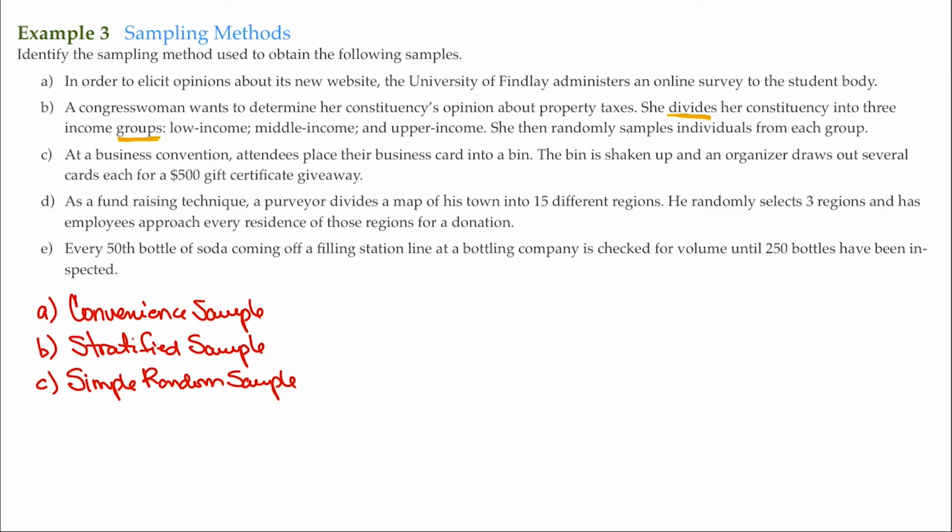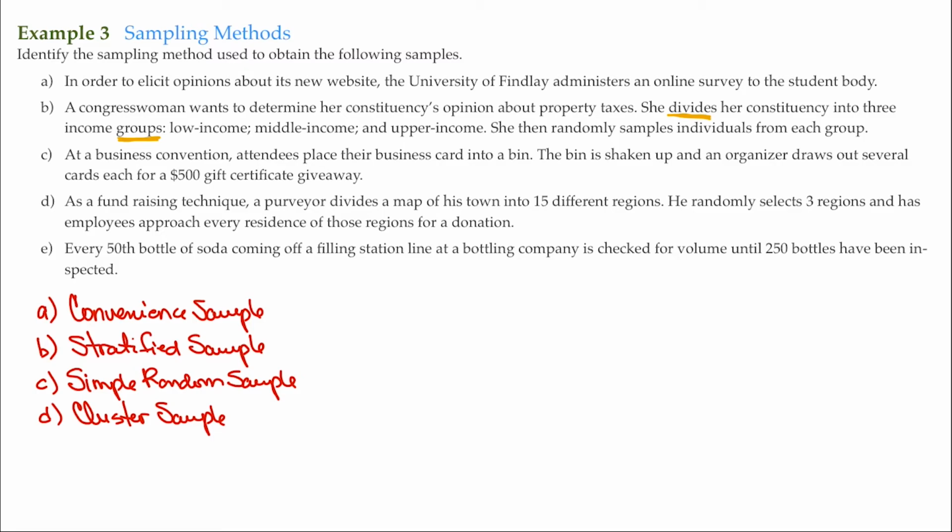For D, as a fundraising technique, a purveyor divides a map of his town into 15 different regions. He randomly selects 3 regions and has employees approach each residence of those regions for a donation. So this is a cluster sample. A cluster sample is where the population is divided up into groups. You randomly select a group and then every individual within that group is selected.